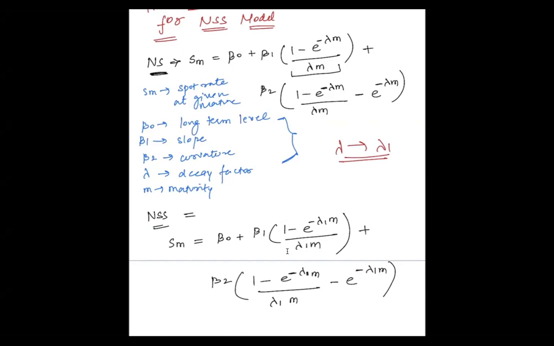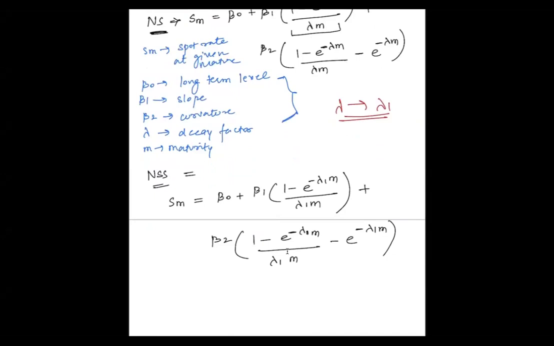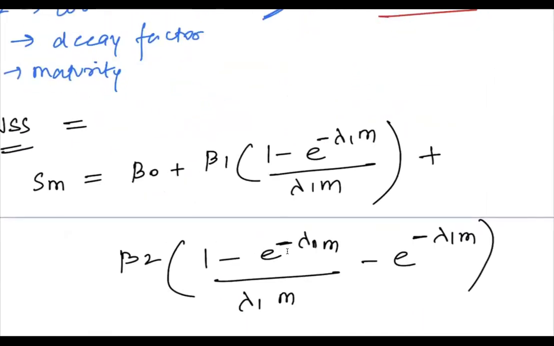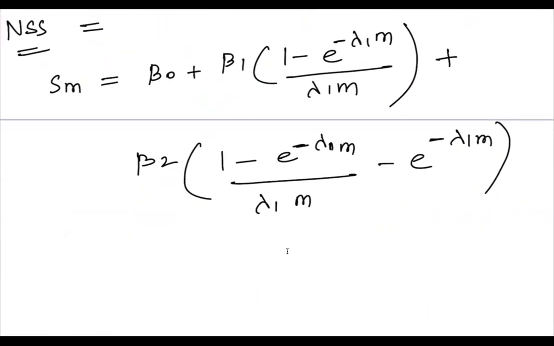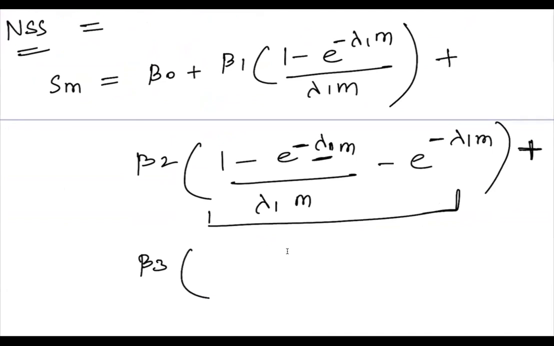So what did Nelson Siegel Svensson do extra? Let me write what he did. He included one more term, plus beta 3, and he wrote the same thing as in the equation. The only thing he changed was that instead of lambda 1, he used lambda 2. So this equation is what?